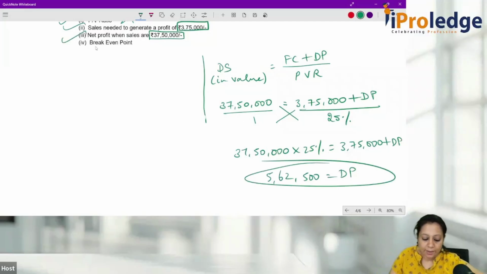So this is also done. Now we will do the BEP. The third subdivision answer is 5 lakh 62,500.